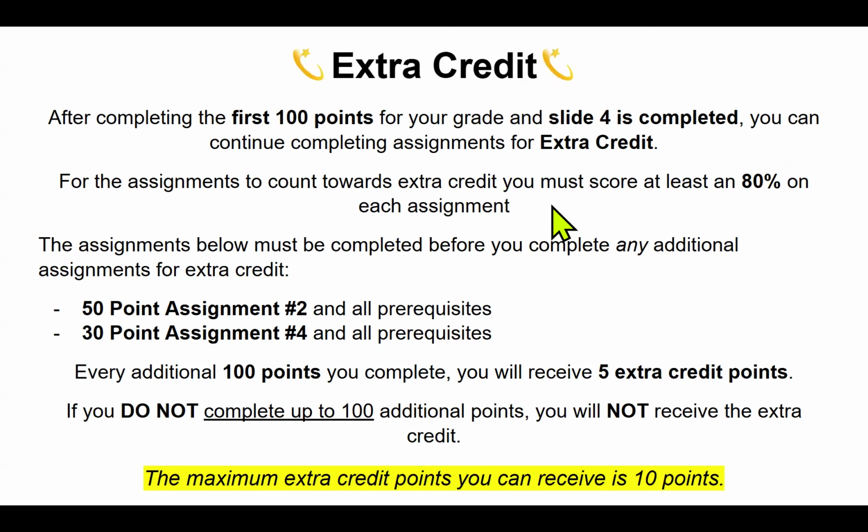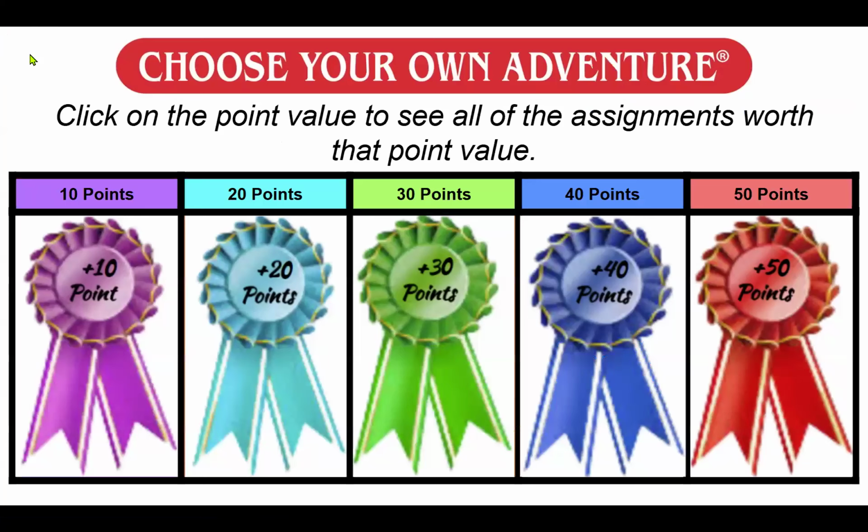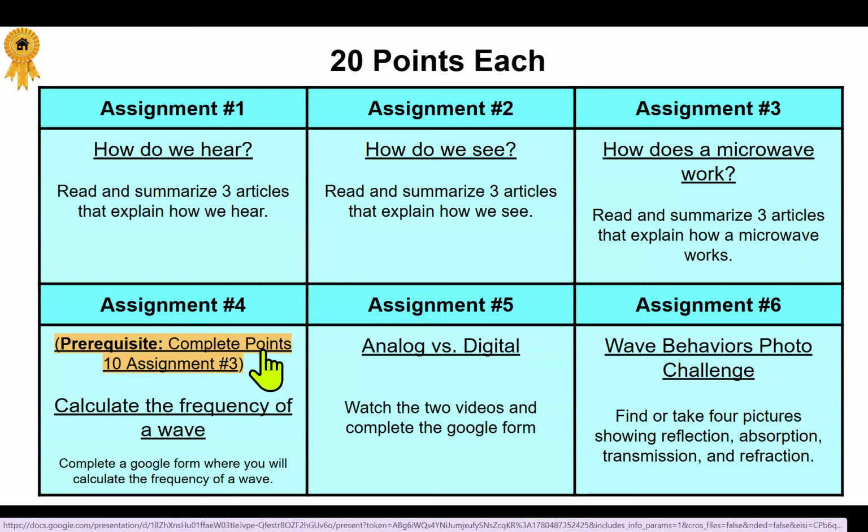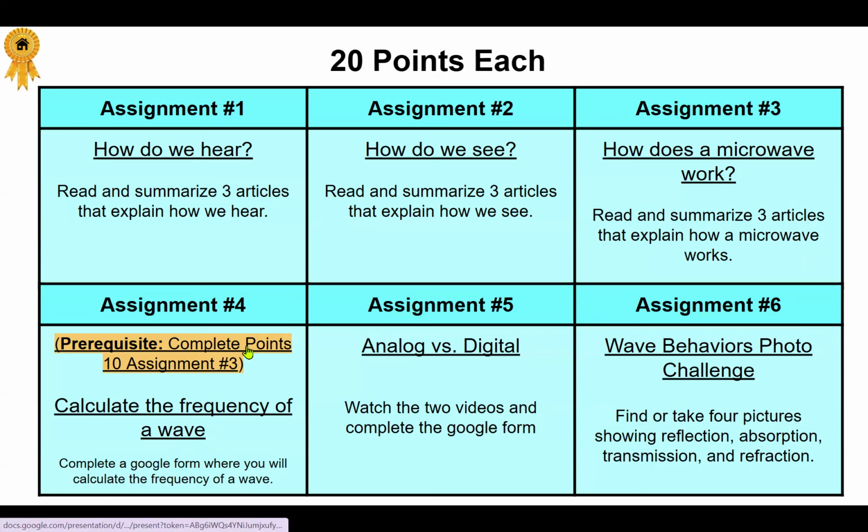Once everything's hyperlinked, so if I wanted to look at what this assignment was, it would tell me the instructions. I have to watch a video and then complete a Google form. This top left button will bring me back to the starting screen. Let's look at some 20-point assignments. Okay, there's 6 different options. Oh, this has a prerequisite. So I can't complete this assignment until I complete this assignment above. Let's look at this assignment number 2.